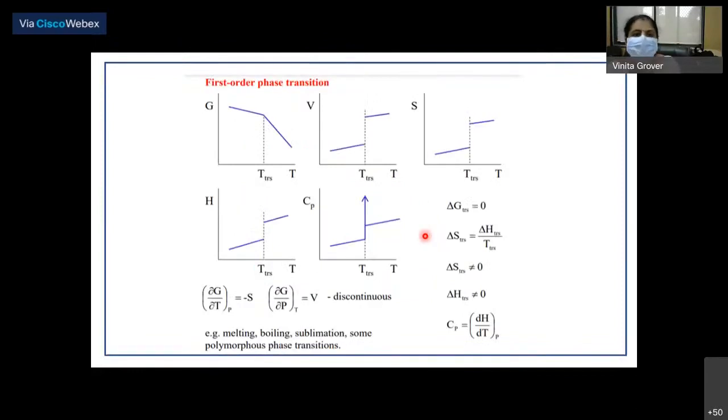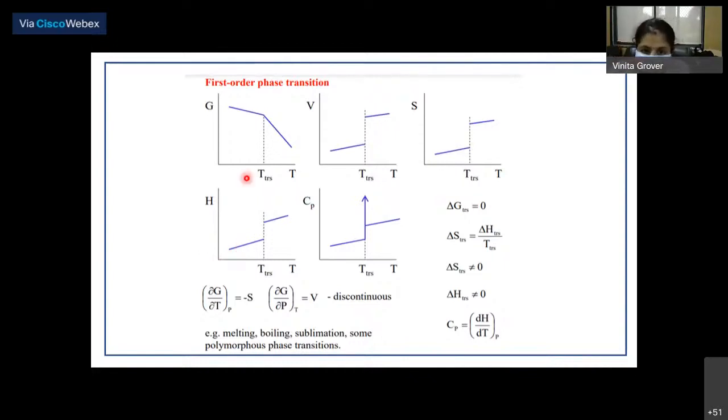Now keep this in mind. For a first order phase transition, this is your T transition. And what did we talk about? At equilibrium, when the phase transition is happening, delta G is 0; G is continuous. That means G2 should be equal to G1 at the phase transition temperature. That means there should be a single G value, and that is what we see here. This is G1, this is G2, this is the transition. That is how we draw it. Volume changes; this was your phase transition. And we know that volume, entropy and enthalpy are discontinuous for the first order phase transition.